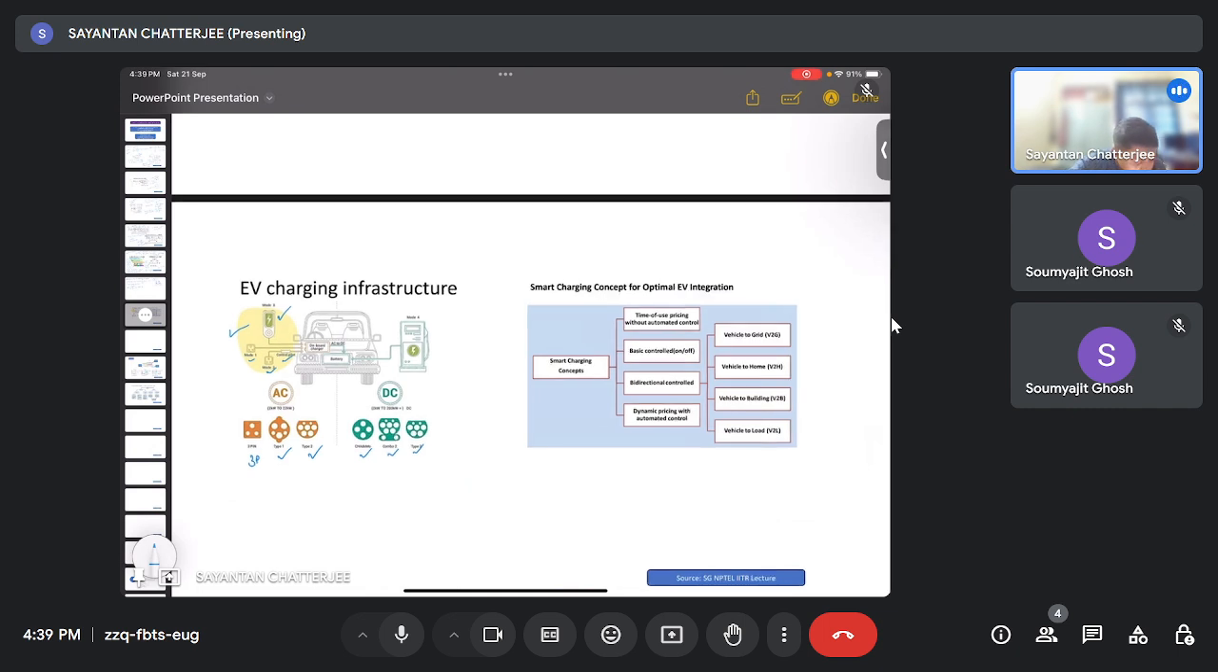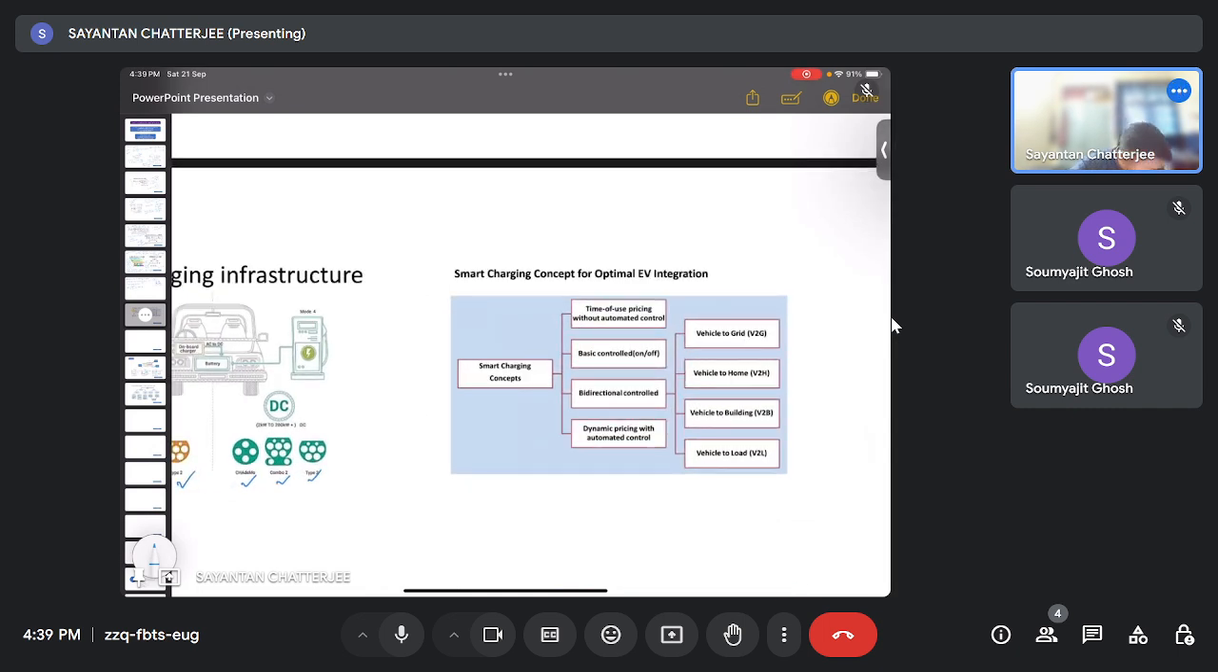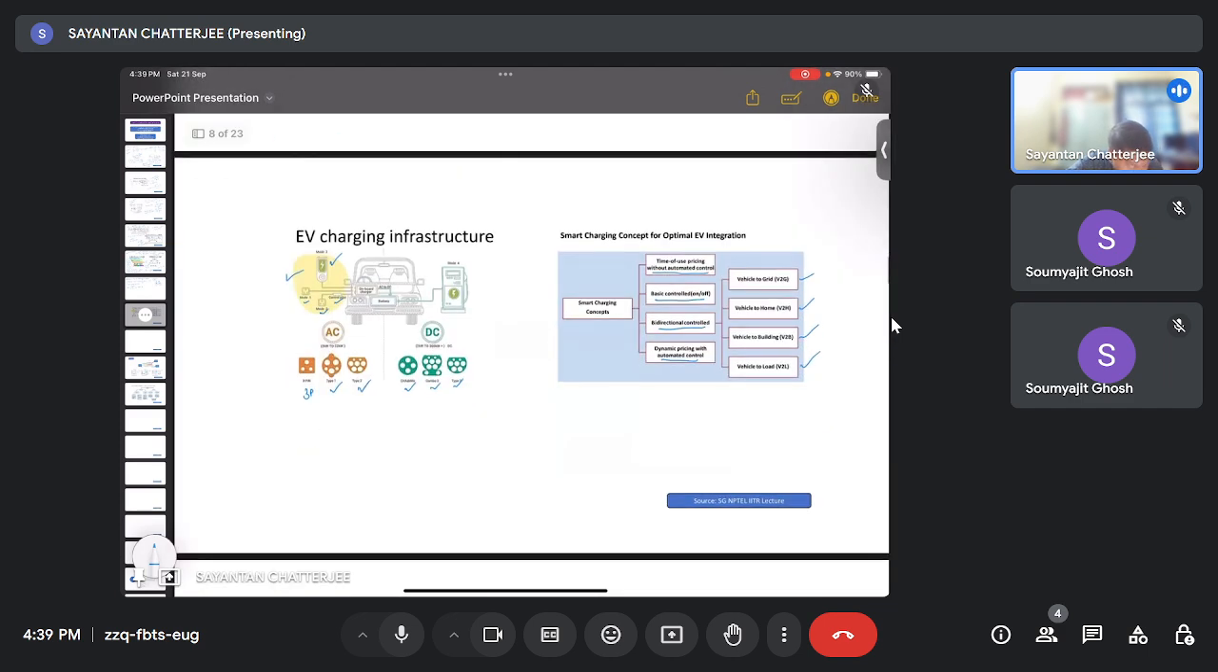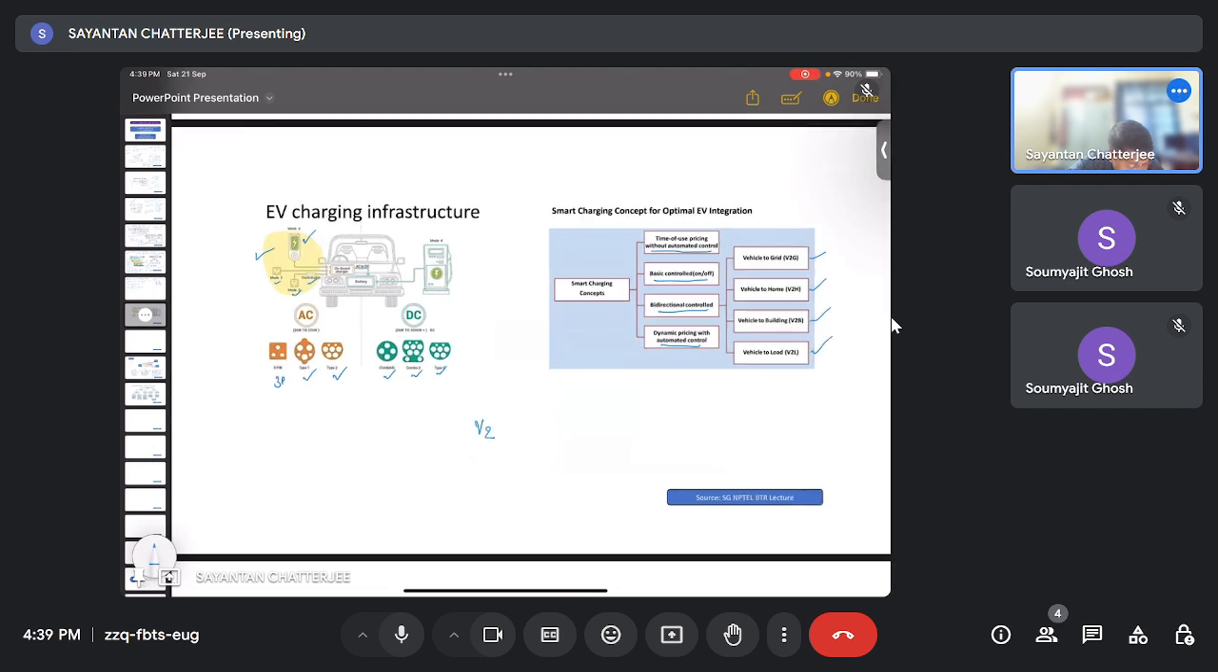So, smart charging concept for optimal EV integration. Smart charging is a time of use pricing without automated control, basic control, bidirectional control, and dynamic pricing with automated control. Now, in bidirectional control, we have V2G, V2H, V2B, and V2A. So there are two modes of operation. So this is the common mode of operation related to vehicle.